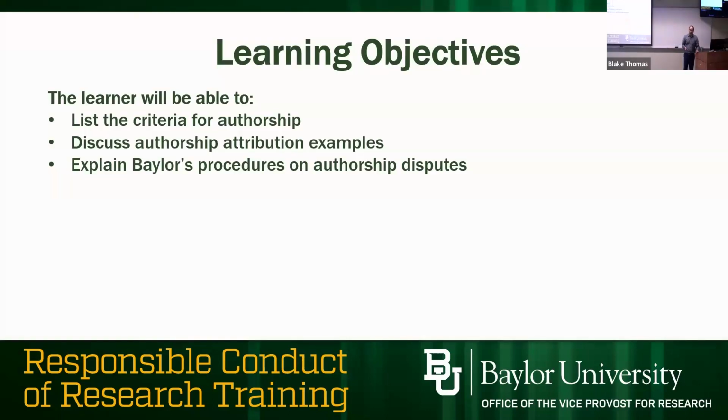All right, so our learning objectives, we have three. First one is to list the criteria for authorship. We'll go over what that means. Second is to discuss authorship attribution examples. We'll go over a couple of those, and then we'll go over the thought that, well, somebody at Baylor will fix this, right? We'll then go over what that means: what is Baylor's procedure for authorship disputes and how they help you with that process.